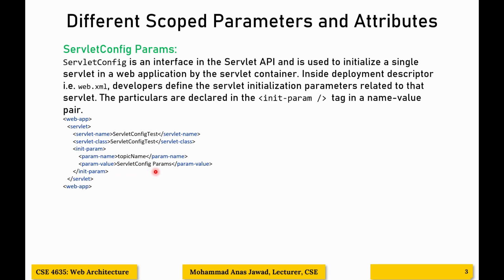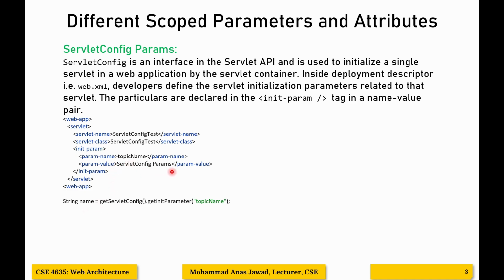Now, if you want to access this parameter value, inside your servlet config test servlet, you will have to write something like this. At first, you have to get your servlet config interface by calling the getServletConfig method. On that interface object, you have to call the getInitParameter method, and inside it you simply pass the name of the parameter whose value you are trying to get. In this case, since I have written String name is equal to getServletConfig().getInitParameter("topic name"), this name variable is going to store the value servlet config params.